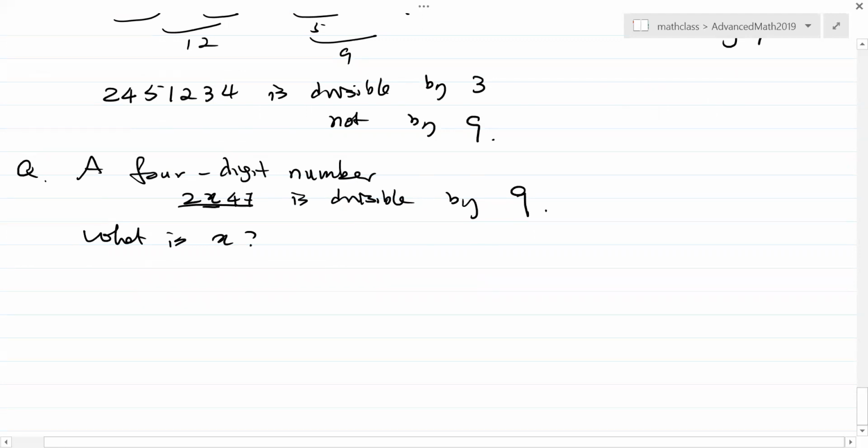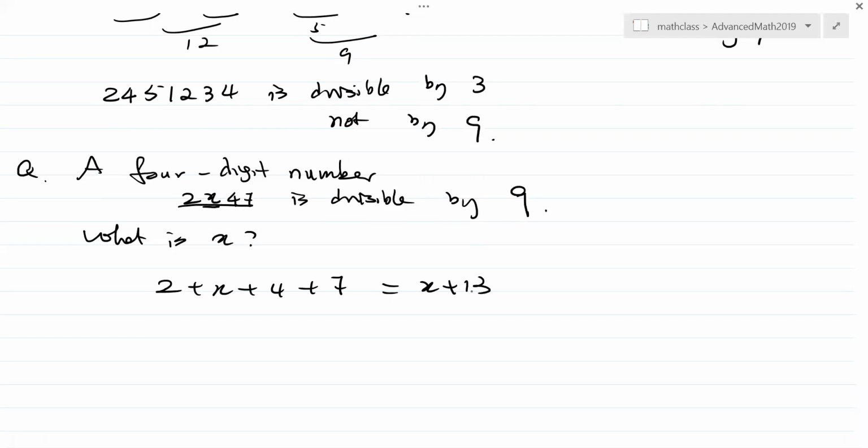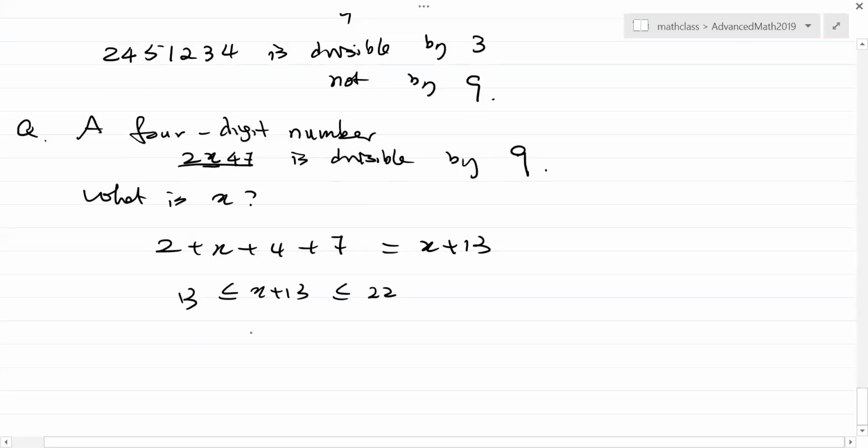Just add all the numbers together, right? So 2 plus x plus 4 plus 7. After you simplify, it is going to be x plus 13. Now this is divisible by 9, but what is the largest possible value you can get? When x is 0, x plus 13 is 13, and it's less than or equal to 9 plus 13, that will be 22. So there is only one number divisible by 9 between those two numbers. x plus 13 should be equal to 18, so x is going to be 5. That's the only solution.